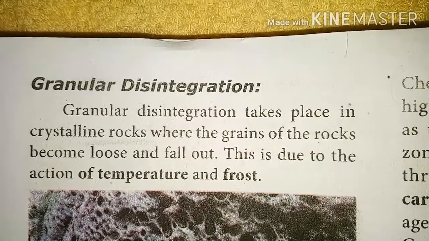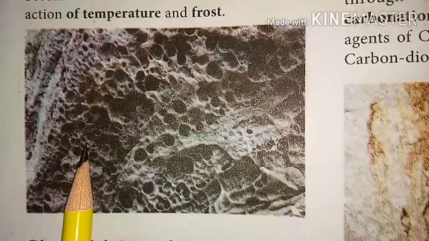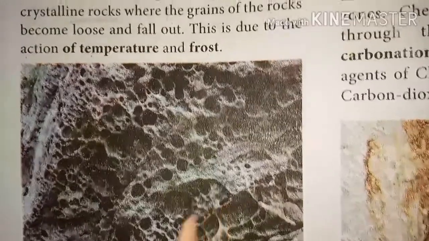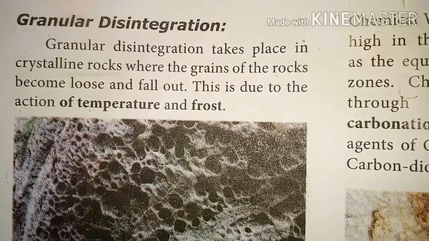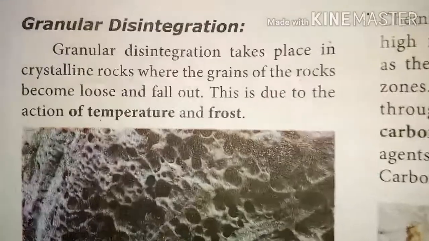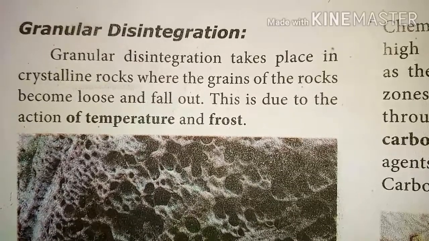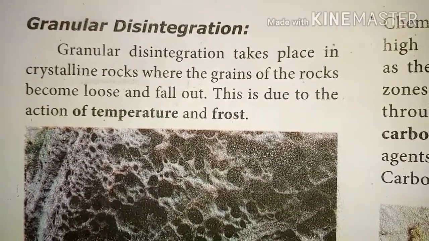Granular disintegration. Look at the picture. It happens in crystalline rocks where the grains of the rocks become loose and fall out. Actually, granular disintegration takes place in crystalline rocks where the grains of the rocks become loose and fall out. This is due to the action of temperature and frost.